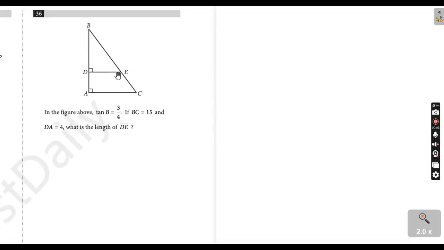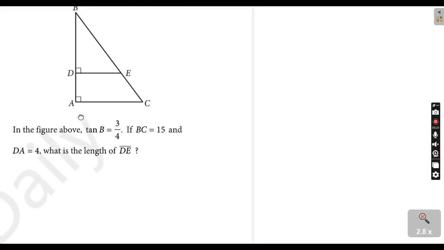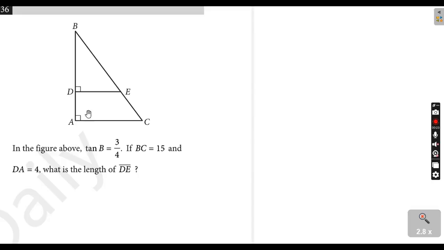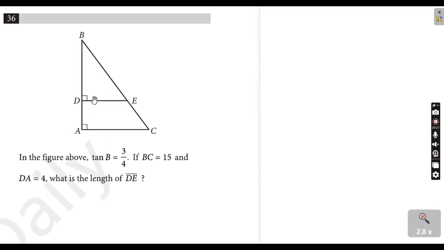Alright, question 36. We have a trig problem, trigonometry. In the figure above, tan B equals 3 over 4. If BC equals 15 and DA equals 4, what is the length of DE? Now, like I always say, SAT questions are not difficult, but technical. So let's take our time to analyze tan B, this angle.